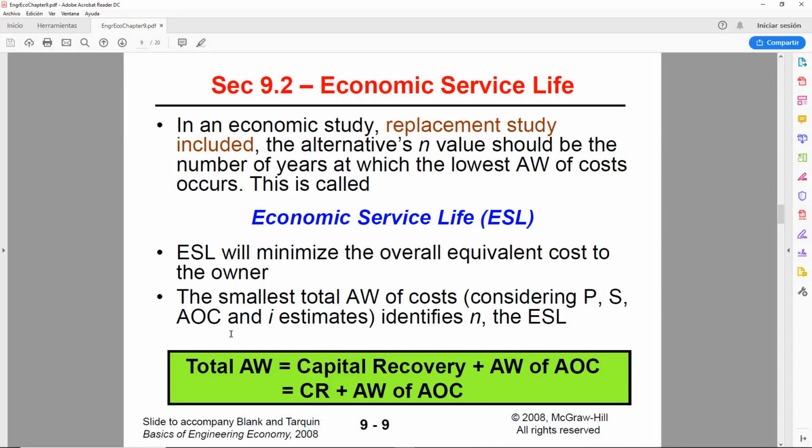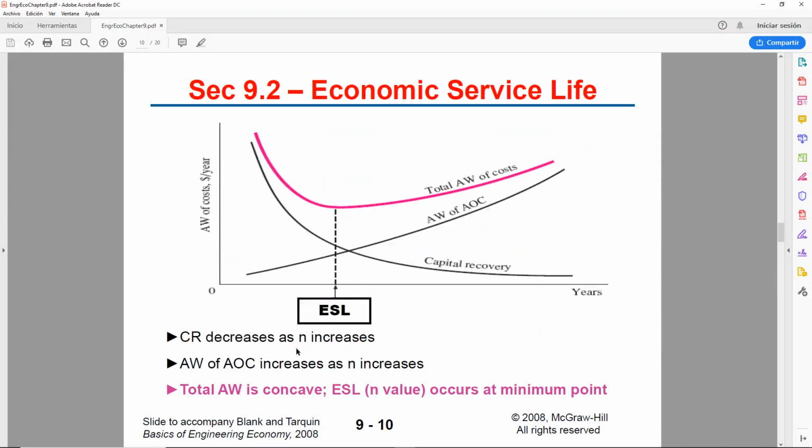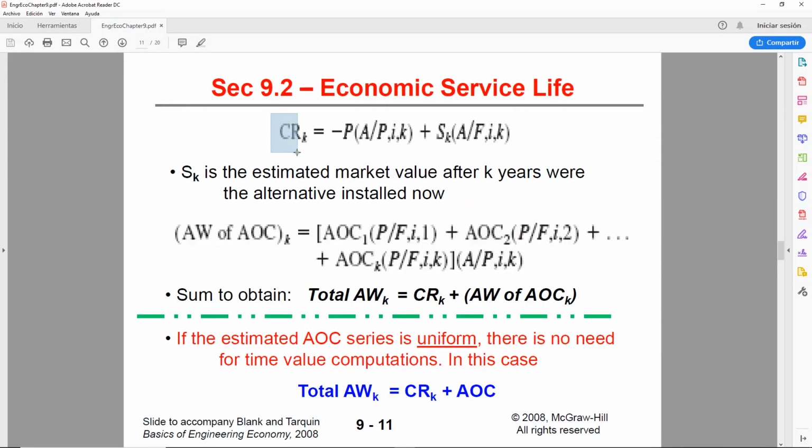As previously mentioned in example 9.1, in a replacement study, we will be using annual worth. This is the formula. Total worth will be equal to capital recovery plus annual worth of annual operating costs. The capital recovery is a new term that I will be explaining in the upcoming chapters, but it is essentially made up of the principal or the initial cost and the salvage value.